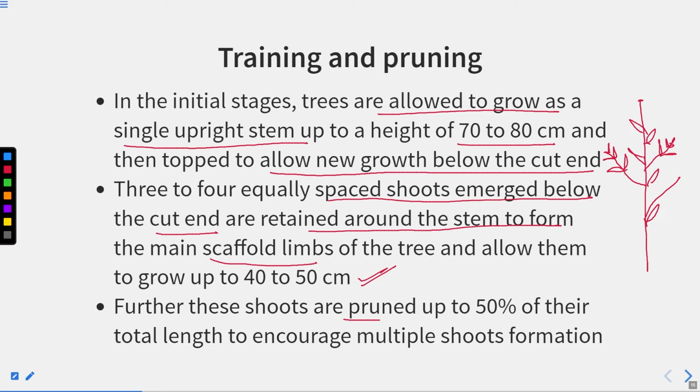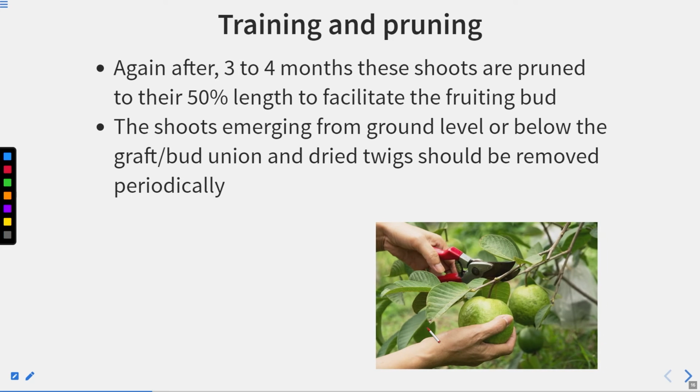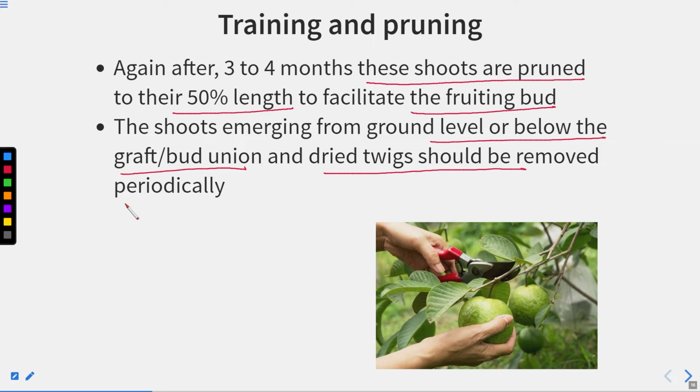Further, these shoots are pruned up to 50% of their total length to encourage multiple shoot formation. So pruning means cutting off the tip of the plant shoot, so that it can give rise to multiple branching, multiple shoot formation takes place. And after 3 to 4 months these shoots are pruned to their 50% length to facilitate the fruiting bud. The shoots emerging from the ground level or below the graft bud union and dried twigs should be removed periodically.